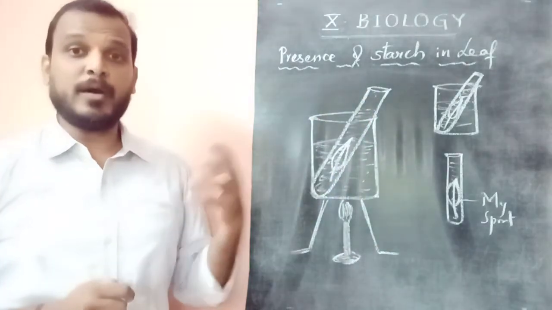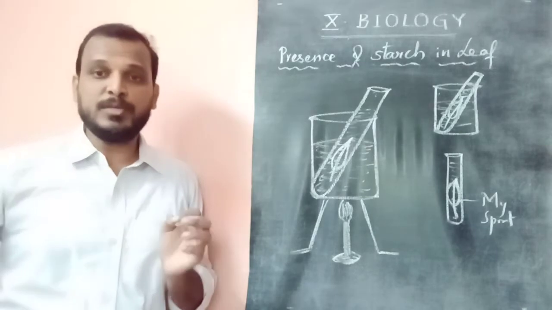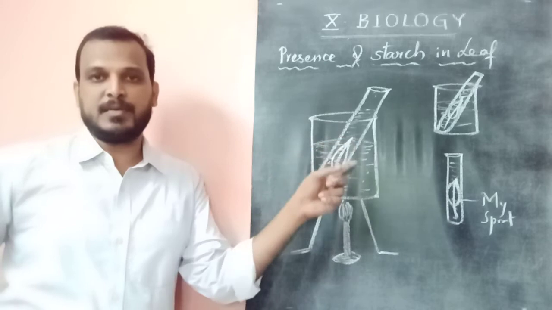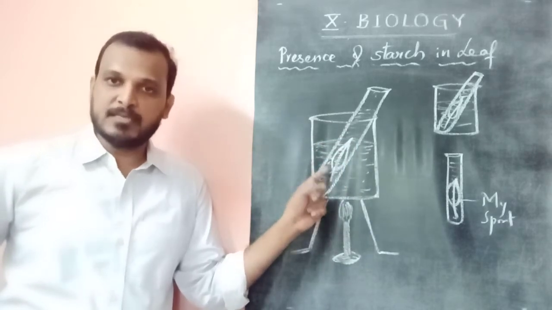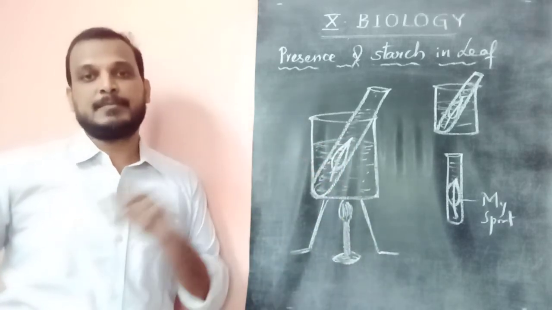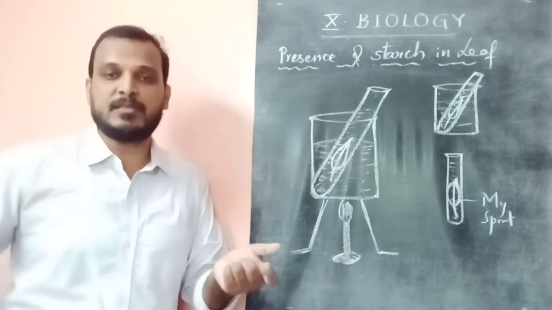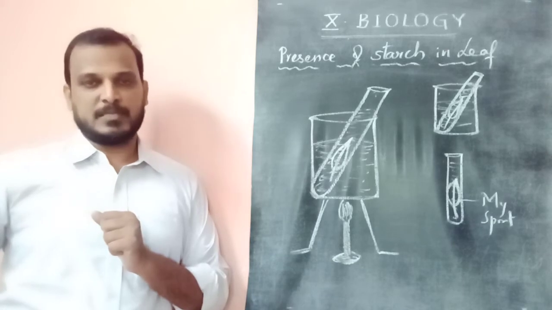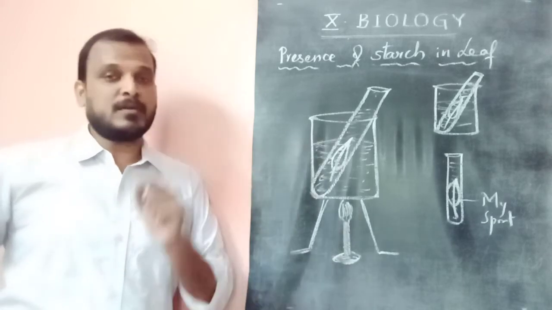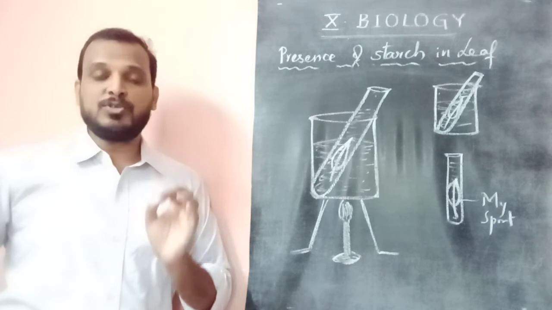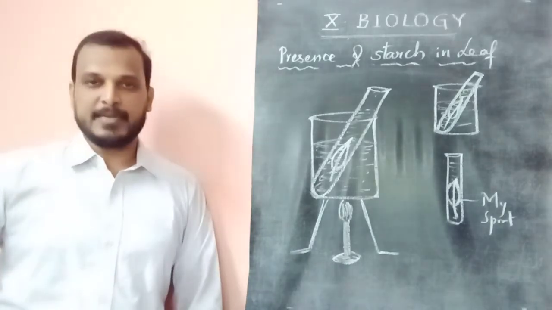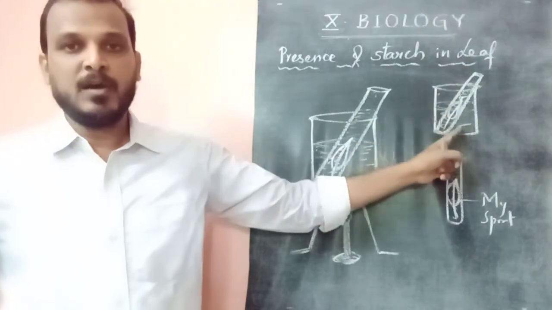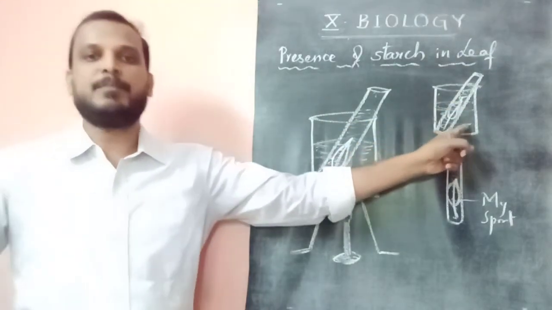Now we need to heat the methylated spirit. Why heat methylated spirit? If you heat and boil the methylated spirit, then the leaf will lose its pigments. Only then is it allowed to be tested with iodine to prove whether starch is present or not. Here one important thing is there. We should not boil the methylated spirit directly. That's why we kept this test tube with methylated spirit in a beaker containing water.